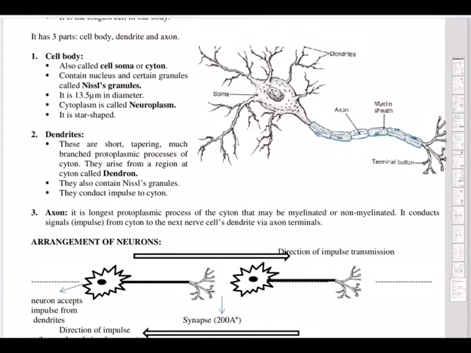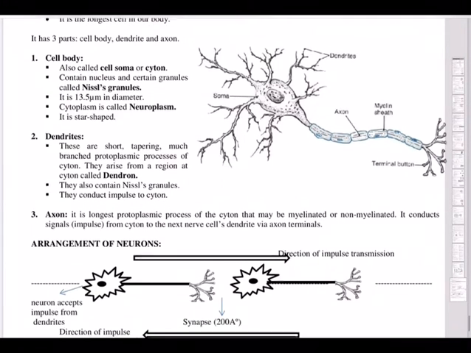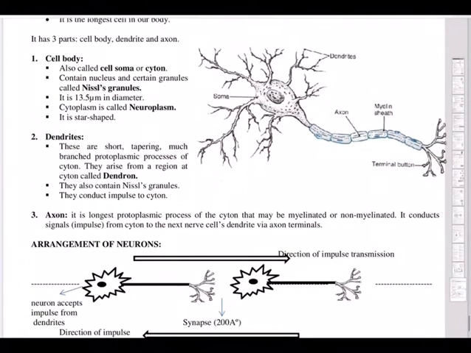Unipolar neurons: the body has only one process which arises from the cyton. It is found usually in the embryonic stage. In embryos, we will see such neurons. And pseudo-unipolar: a single process arises from the cyton, then divides into axon and dendrite. They are found in dorsal root ganglia of spinal nerves that are present in the spinal cord.